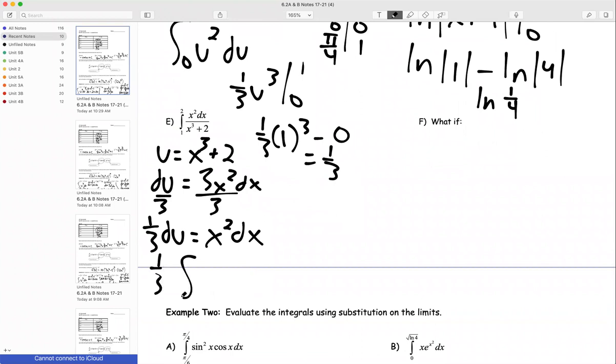And I've got u in my denominator and du in my numerator. And so this is also going to be a natural log. But I do need to change the bounds. So I've got 1 and 2, and substituting those in, I've got 3, and then careful, 2 cubed is 8, plus 2 gives me 10. So that's going to give me the antiderivative from 3 to 10 of du over u.